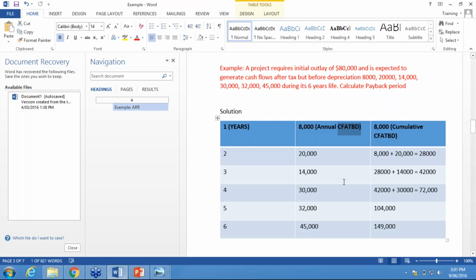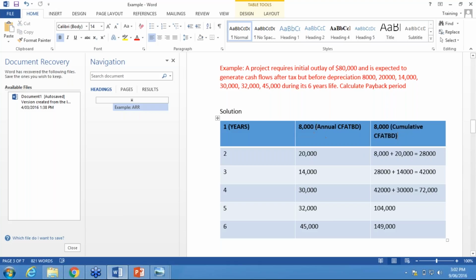So 8,000, 20,000, 14,000, 30,000, 32,000, 45,000 are your years 1 to 6 cash flows. Look, this time we have unequal cash inflows. So if you have unequal cash inflows, step number 1, you have to find out cumulative cash flows after tax before depreciation.